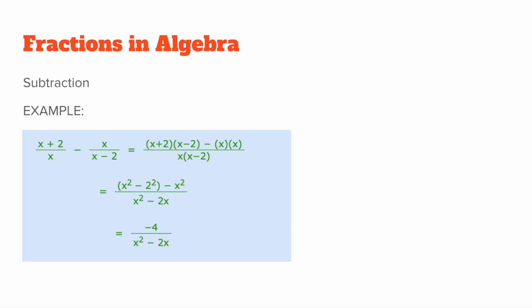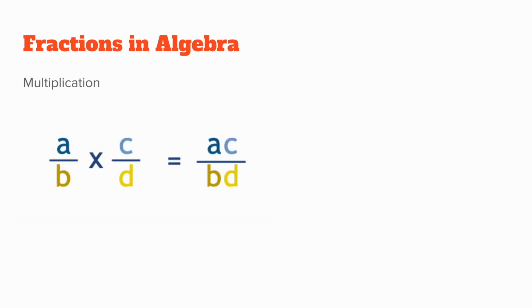Now let's look through multiplying fractions. Multiplying fractions is the easiest one of all. Multiply the tops together and the bottoms together. So when we say there is a number A over B and we need to multiply it by C over D, then the answer should be AC over BD.